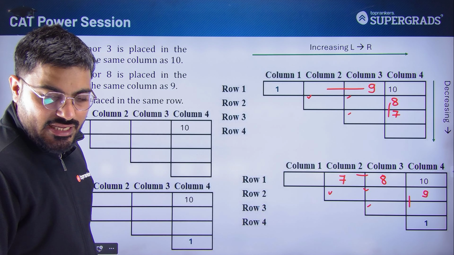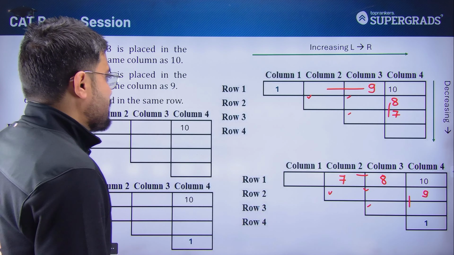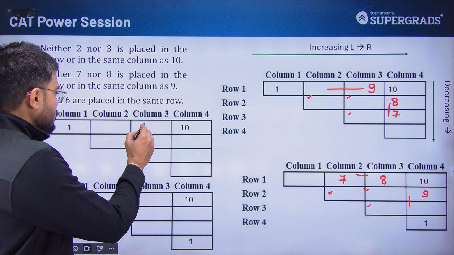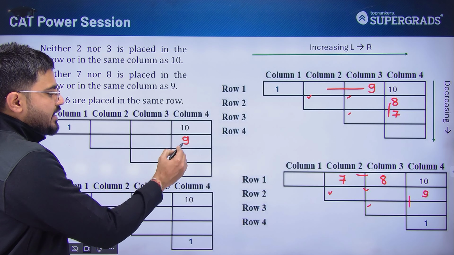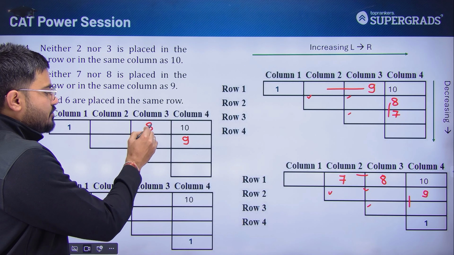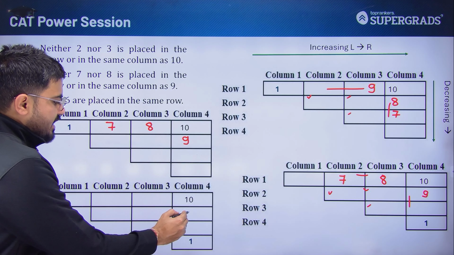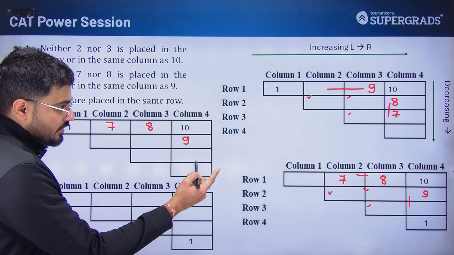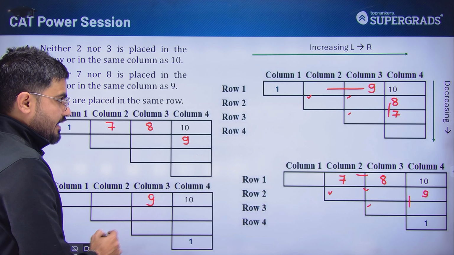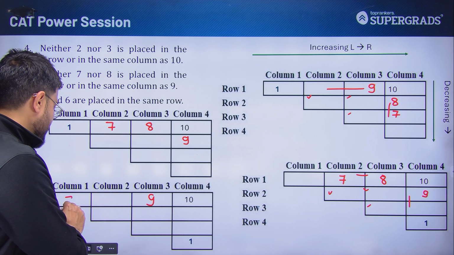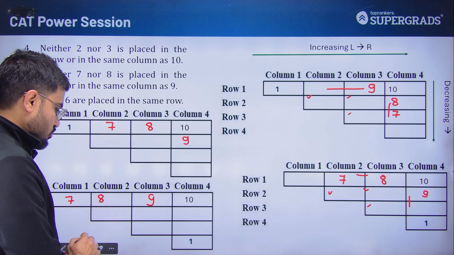So that is why I have formed 4 cases. If 9 comes here, then 8 comes here, 7 comes here. If 9 comes here, I have formed 10 and 9 there, so I will form 9 here. So 7 comes here, 8 comes here. No, sorry.